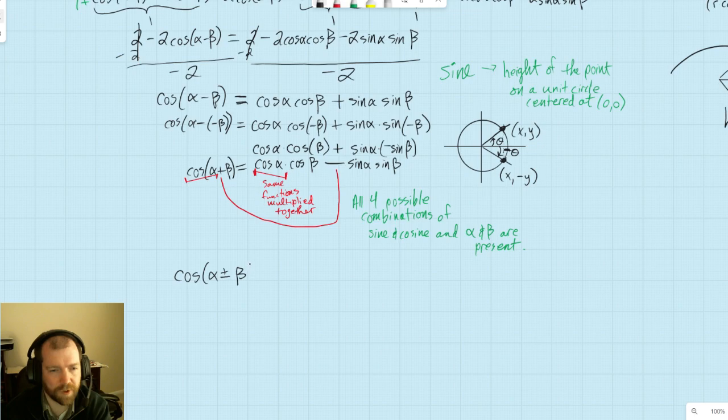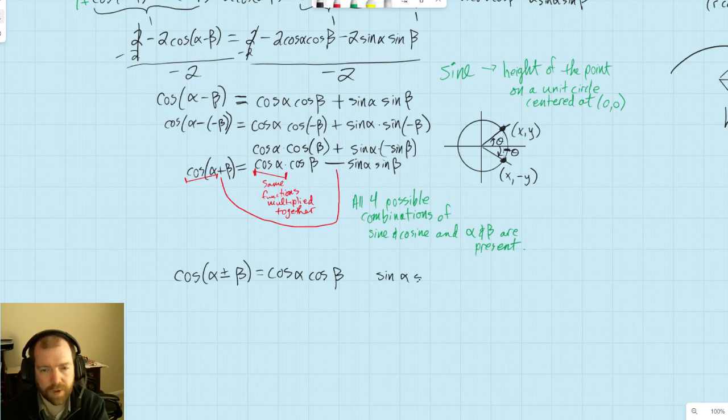So our cosine of alpha plus or minus beta is going to be equal to the cosine of alpha times the cosine of beta. And again, we get the plus and minus in between. However, it has to match. So the top one is alpha plus beta, which matches with the cosines minus the sines. And cosine of alpha minus beta matches with the cosines plus the sines. So here's your sum and difference formula for cosine.